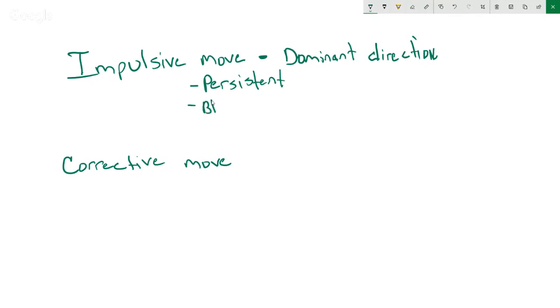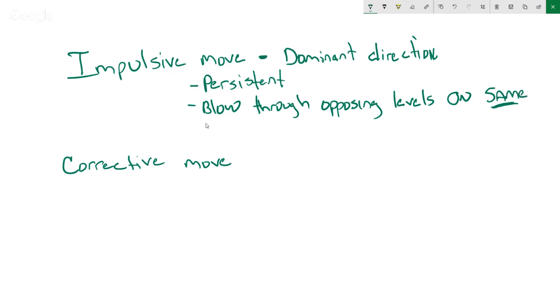It will blow through opposing levels on the same or smaller time frames. This is probably the most important part of this. So it'll blow through opposing levels on the same or smaller time frames.